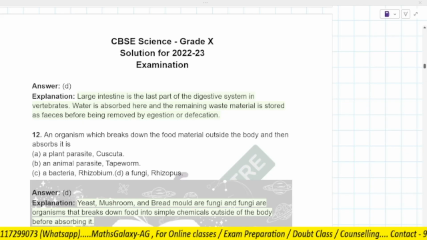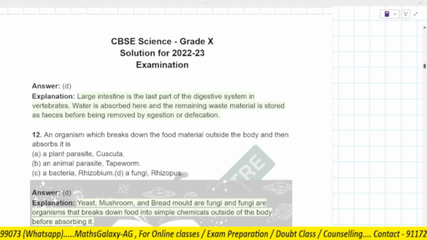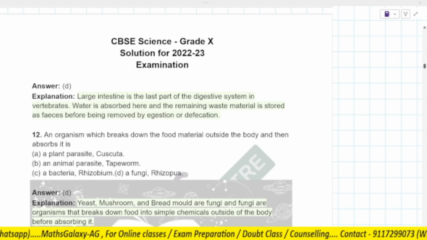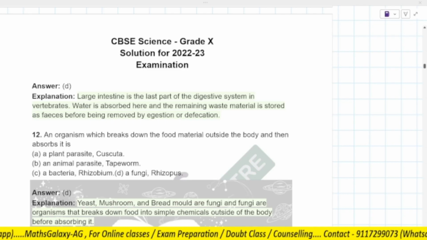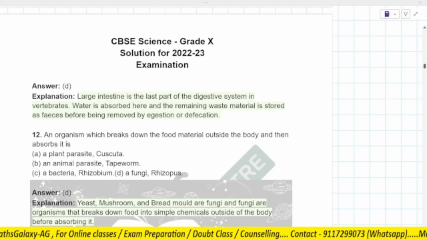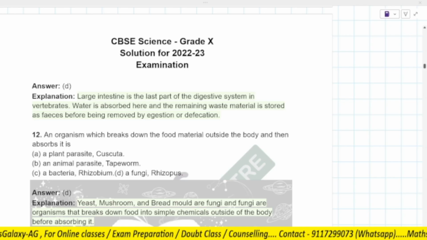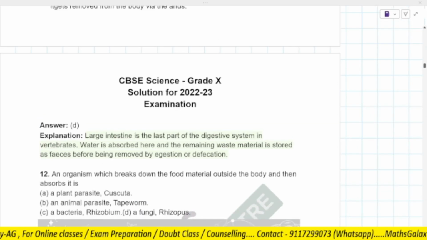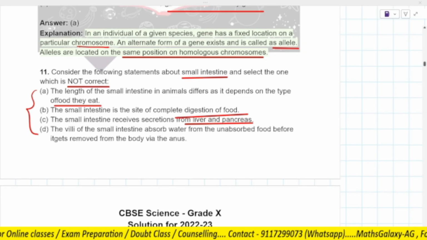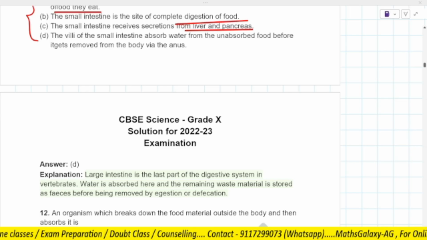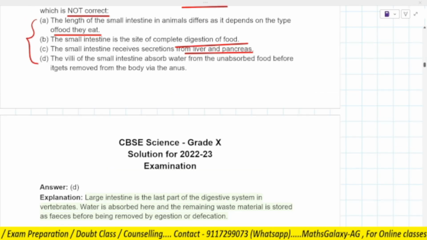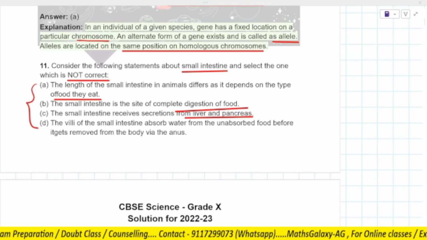It said that the large intestine is the last part of the digestive system in the vertebrates. Water is absorbed here and the remaining waste material is stored as feces before being removed by ejection or defecation. Okay. So I think here the explanation is different. The question is regarding the small intestine, but the explanation is about the large intestine. So ignore the explanation.